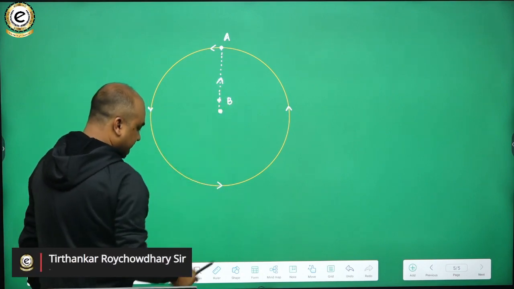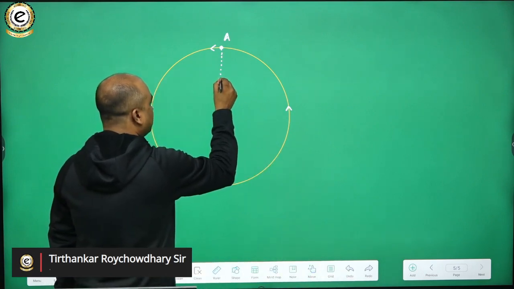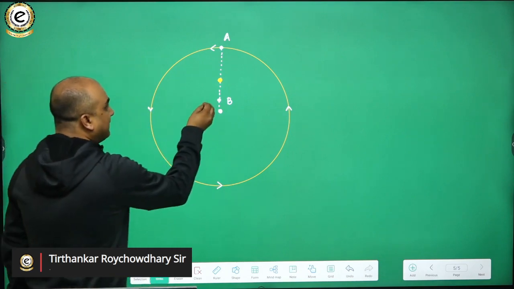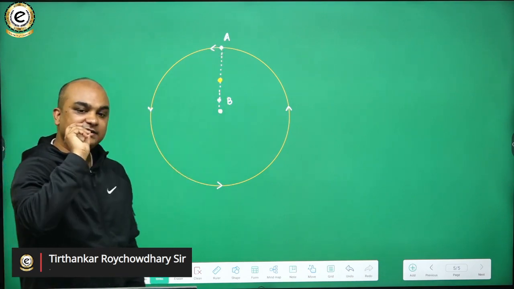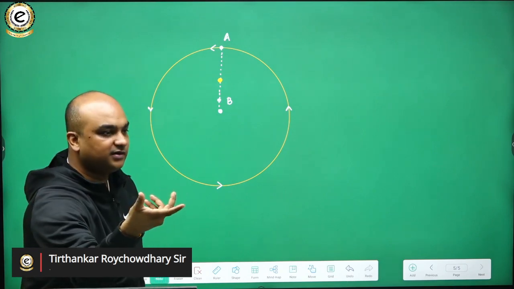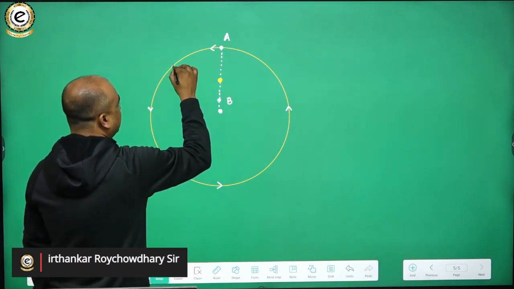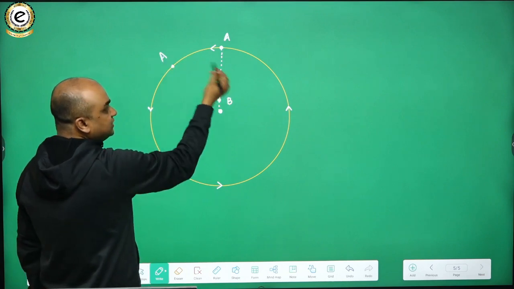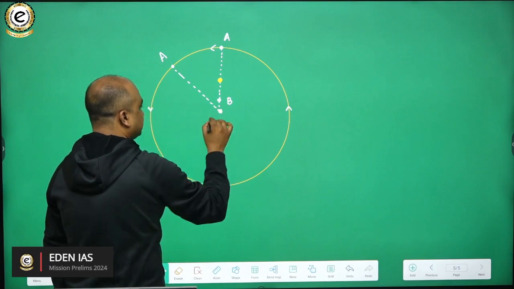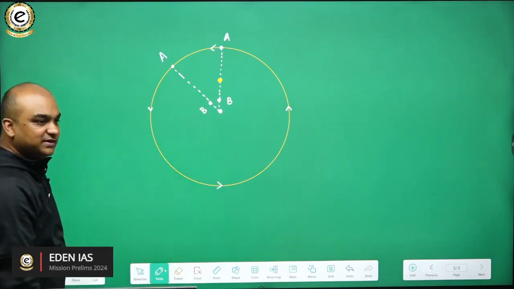Let this be the ball. The tennis ball, which is being thrown by B towards A. But by the time the ball reaches A, the disc would rotate, isn't it? So suppose it has rotated, and this is where A is now. This is A's new position. And if this is A's new position, because it is fixed, you can understand this would be B's new position. This would be B's new position.